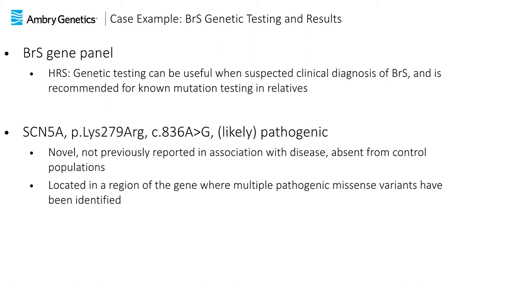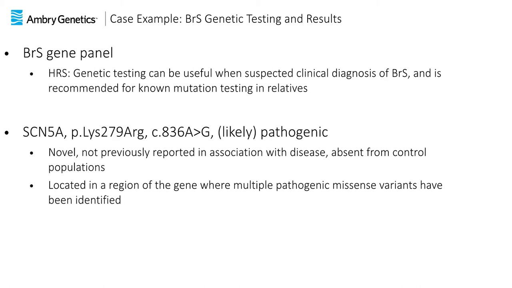We received the results back, and the laboratory identified a variant in the SCN5A gene, which is the gene primarily implicated in Brugada syndrome. This was a missense variant at amino acid position 279, and the typical lysine was replaced with an arginine. The clinical laboratory interpreted this variant to be pathogenic. I included likely pathogenic here. I think that was essentially our clinical interpretation.